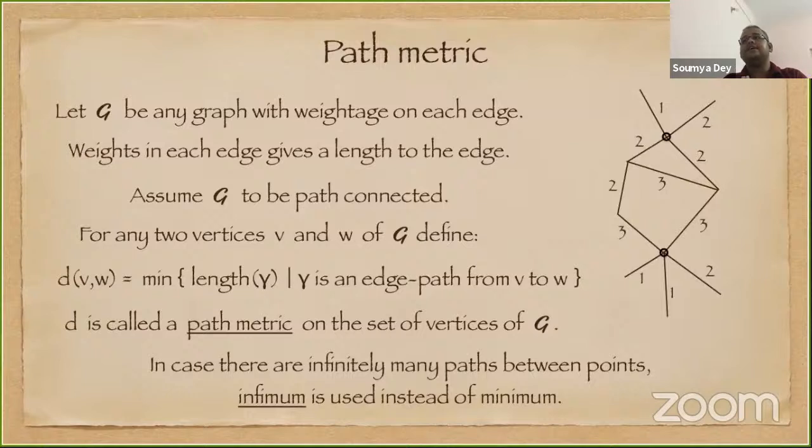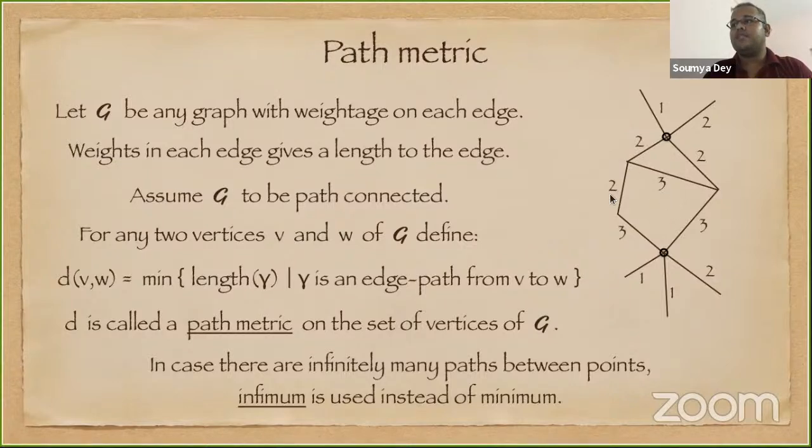So now, using the notion of a path, we will define a metric on a graph. Let G be any graph with weightage on each edge. What is the meaning of weightage? It's a weighted graph. Suppose you have such a graph here, as in the picture, and on each of these edges, I've assigned some weight, some positive real number. This is called a weighted graph.